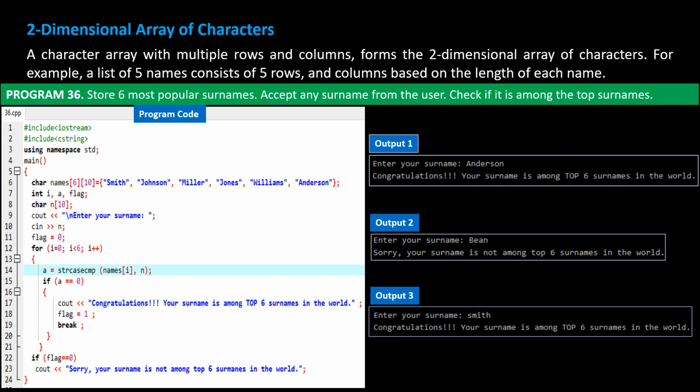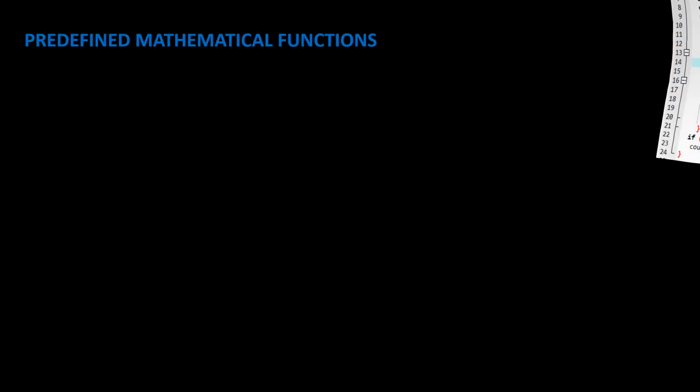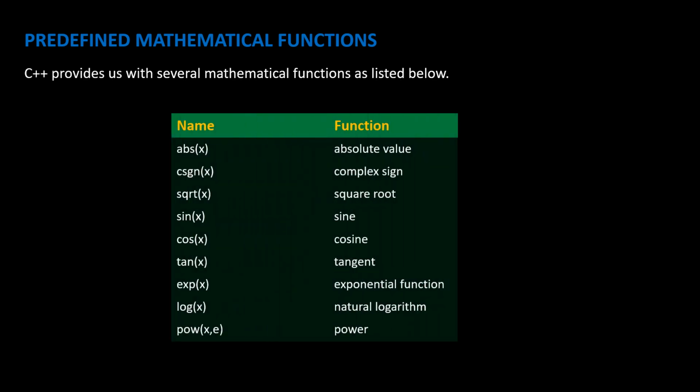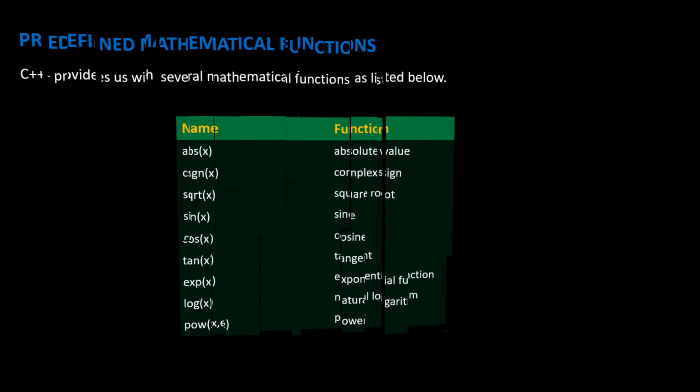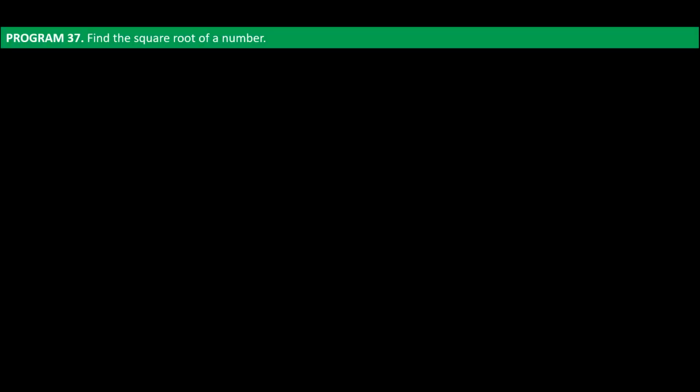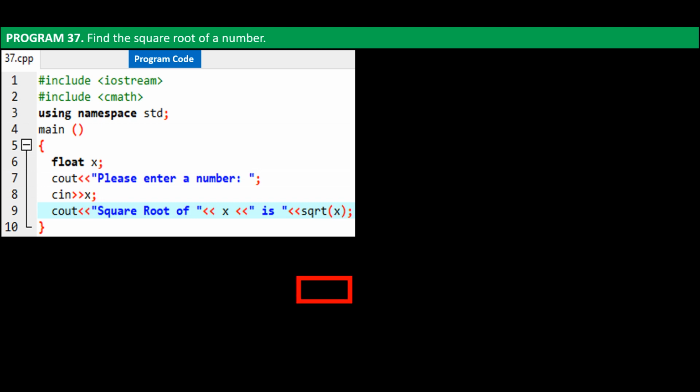Let's next move over to predefined mathematical functions. C++ provides us with several mathematical functions as listed below. Let's next write a program to find the square root of a number. Here is the code. Note that on line 9, I have passed variable x to the strct function. It returns the square root of value in x, and then is printed on screen.